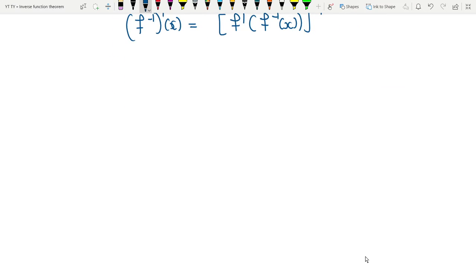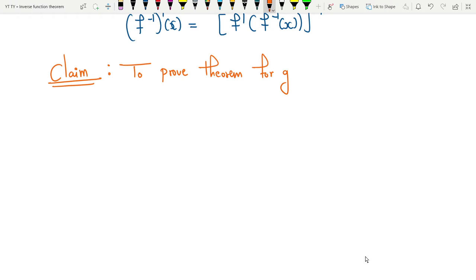So what is my claim now? My claim is, whatever I have assumed, I'll just claim it. My claim is to prove the theorem for g. Okay, so now our task was to prove it from f. From that we will prove it for g. Okay, so let's just have the bigger proof now. So we have multiple things with us. Let us just start. What we know about g?